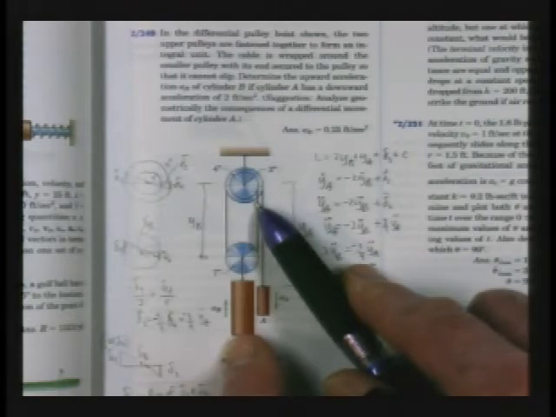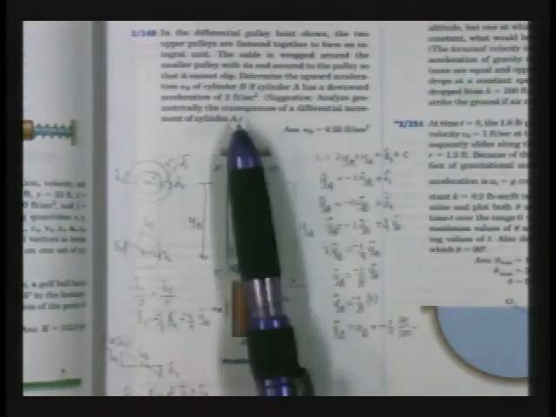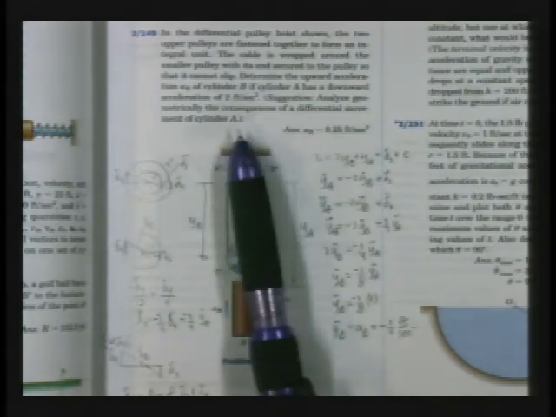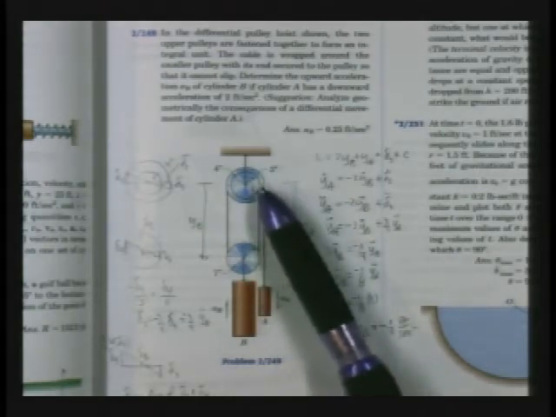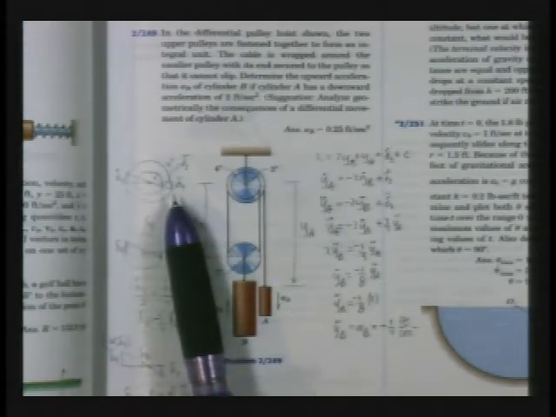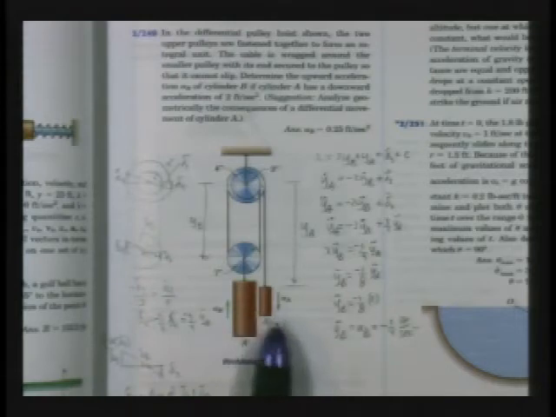So what they suggested in the instructions is they said analyze geometrically the consequences of a differential movement of cylinder A. Cylinder A, I think, is what they mean, the top one up here. So here's the differential analysis that I did over here on the side. Wouldn't cylinder A be the hanging weight? I think that's what the hanging masses are, cylinders. Oh, this cylinder A, yeah, right.